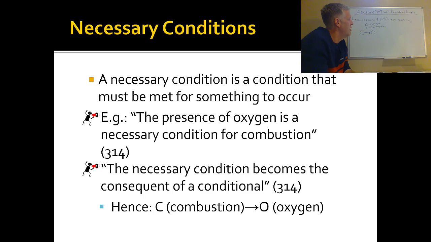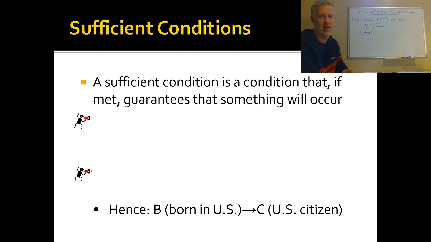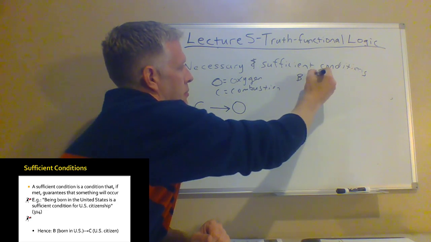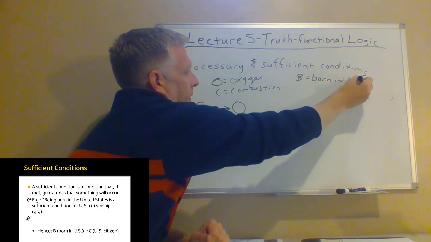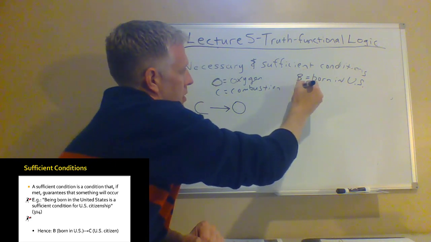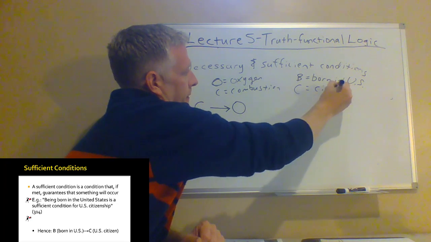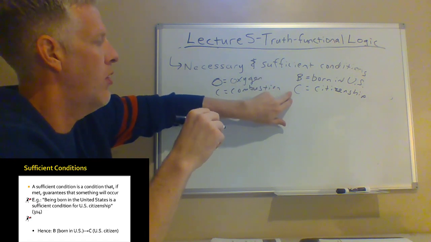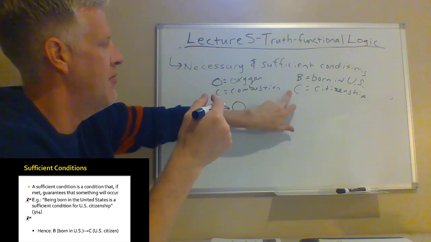So that's what a necessary condition is, right? That's an example. A sufficient condition, on the other hand, so this gets into slide 12, is something that will guarantee something else takes place, or something else will occur. So it's something that, should it be satisfied, will then guarantee something else will occur. Okay. So their example on 314, being born in the United States is a sufficient condition for U.S. citizenship. So let's say B is being born in the United States, and then C is citizenship. Okay. So being born in the United States is a sufficient condition for becoming a citizen. So it guarantees that's going to be the case.